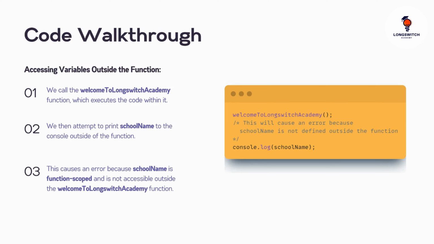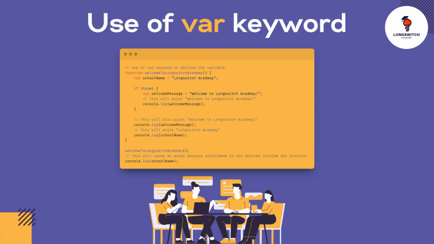After that, we are attempting to access the variables outside the function. We call the welcome to Longswitch Academy function, which executes the code within it. We then attempt to print school name to the console outside of the function. This causes an error because school name is function scoped and is not accessible outside the welcome to Longswitch Academy function. This example demonstrates the function scope of the var keyword.